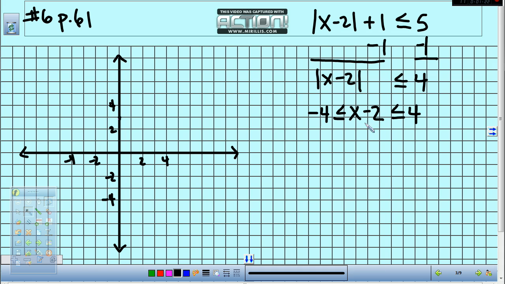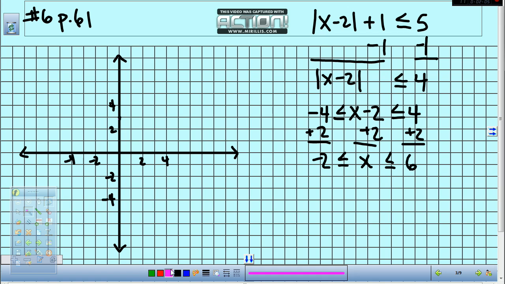Okay, now we're going to solve for x. We'll be adding 2 to all 3 sides. Negative 4 plus 2 is negative 2, less than or equal to x. Bring down your less than or equal to. 4 plus 2 is 6. So how you would say this is x is greater than or equal to negative 2 and less than or equal to 6. The mouth is open to the x, so x is greater. Here the mouth is closed to the x, so x is less.